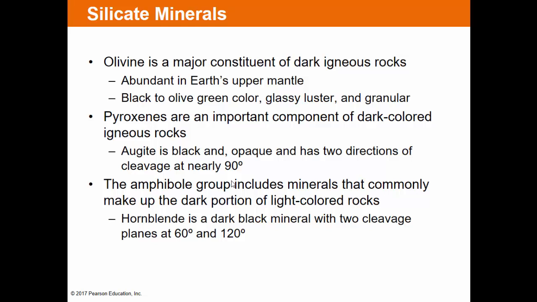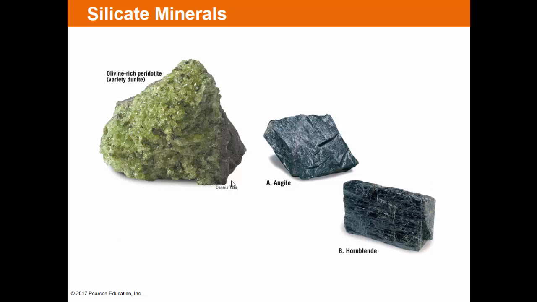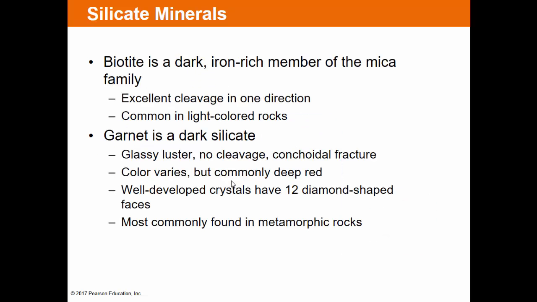There's pyroxenes. They're an important component of dark colored igneous rocks as well. The amphibole group includes minerals that commonly make up the dark portion of light colored rock. So you'll have a light colored rock with little dark parts in it. Those would be the amphiboles. So again, you have your light and your dark silicate minerals. Here are some of those dark silicate minerals: the olivine, the augite, the hornblende that you can see.